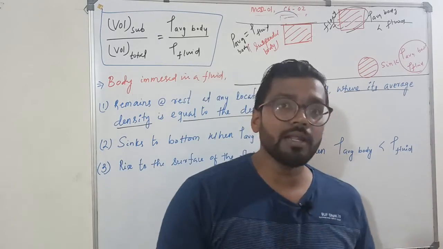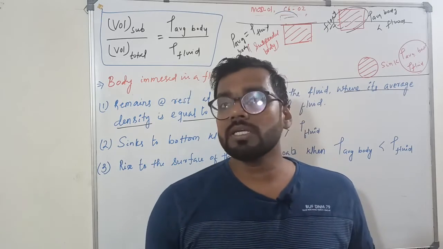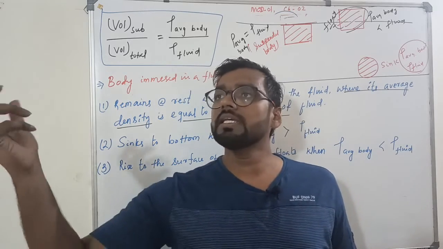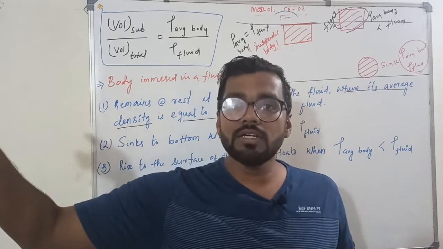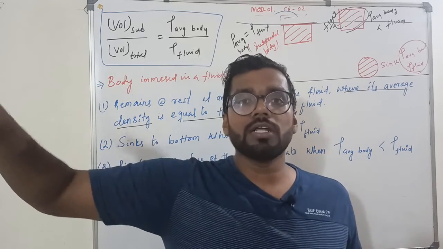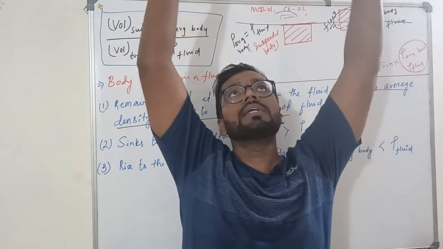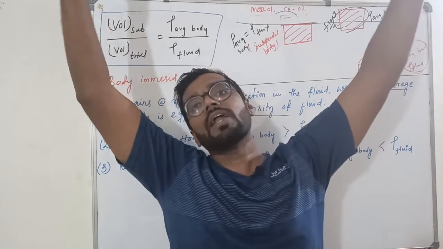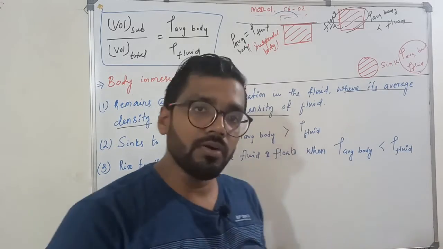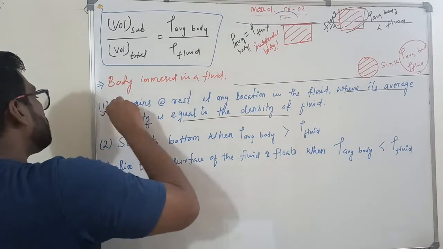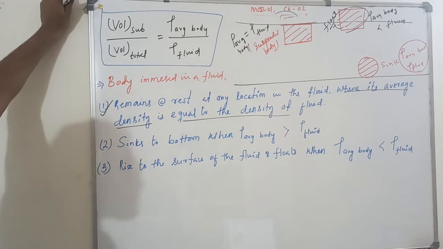Your hot air balloon works on the same principle. You are heating it, and by heating, you are decreasing the density of the air inside the hot air balloon. So it moves up until the density of the outside air and the density of the inside air become equal. Until then it will keep moving. That is the application of this first point.